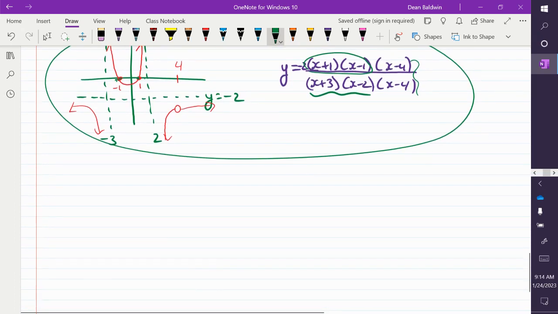Polynomial time. It's been a while since we did this.